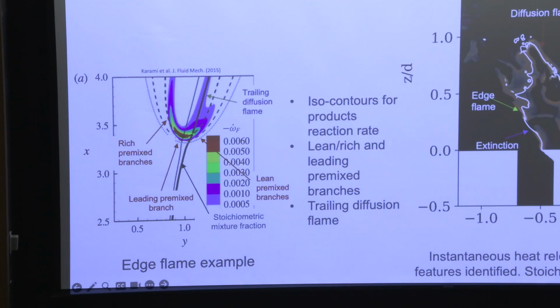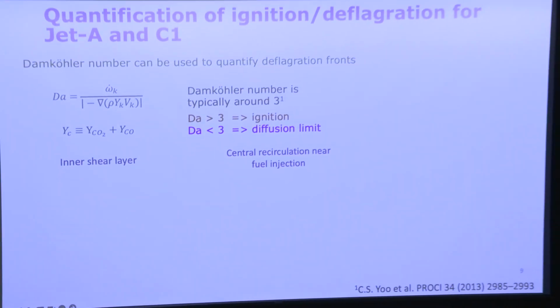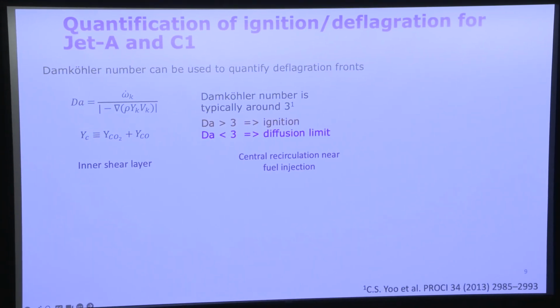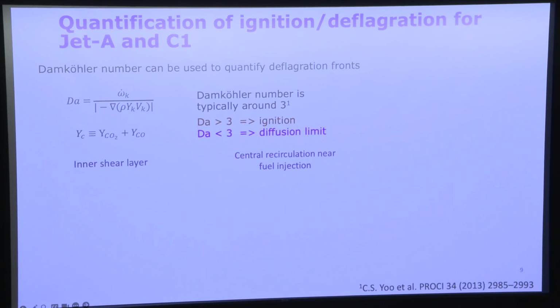Okay, so to quantify ignition and deflagration kinds of events for Jet A and C1 fuels, we can define a Damköhler number, which is the progress variable, which is based on the ratio of the reaction rate of the progress variable to its diffusive flux, diffusion component.